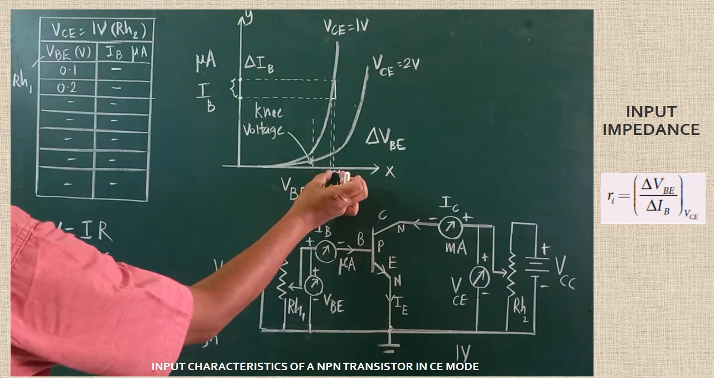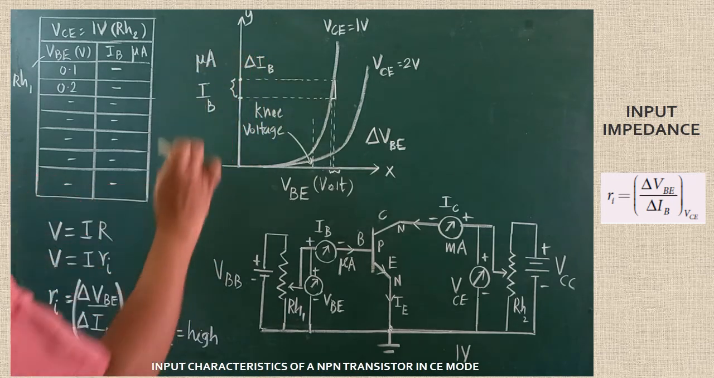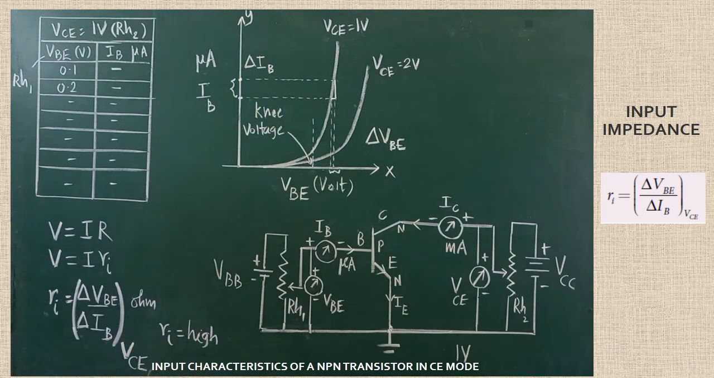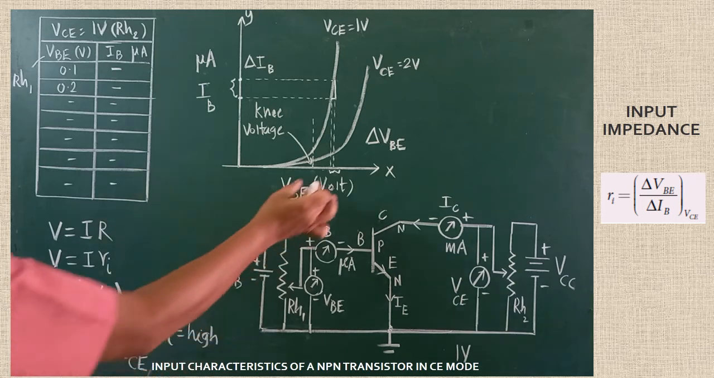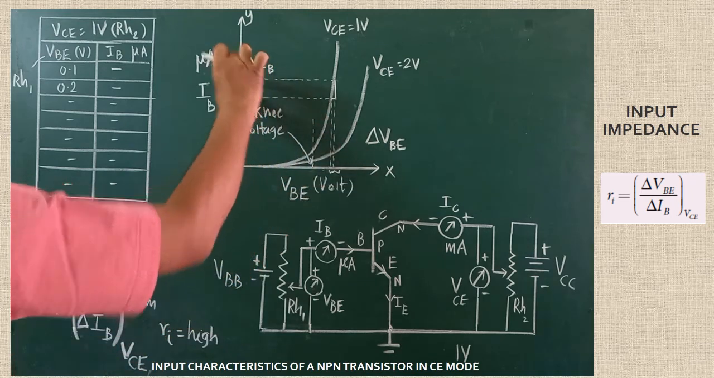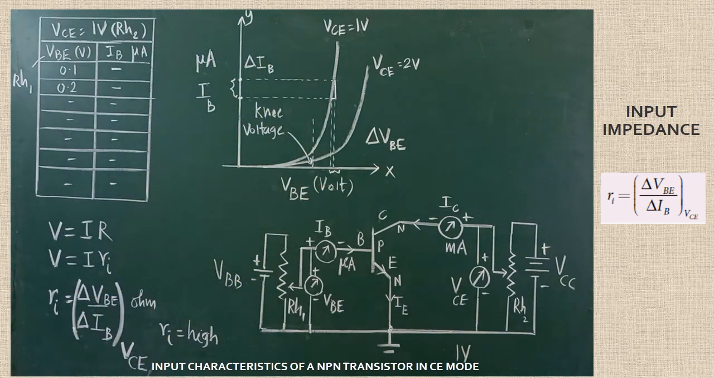This difference in VBE and difference in IB, both are important. From there only we are able to get the value of Ri. Are you clear? To get Ri, which two are required? Difference in VBE and difference in IB, both are required. Now look at the formula. What is given here? Ri is equal to del VBE divided by del IB.